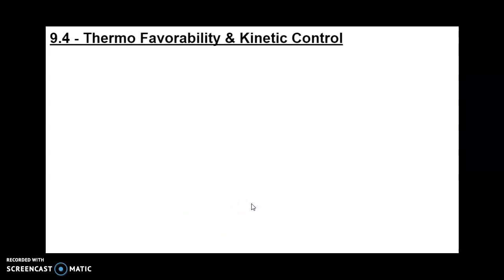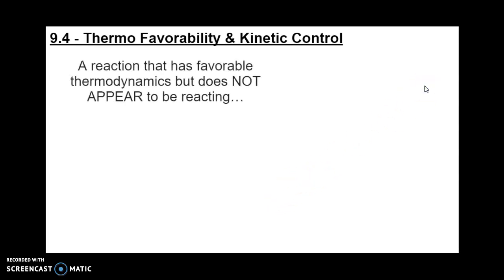Now, there are also going to be situations where we have something that is thermodynamically favorable, so that means we have a negative delta G, but it appears that the change is not happening. So in that case, we have to look at what's happening with other factors in a chemical reaction. The other factor, of course, will go back to kinetics.